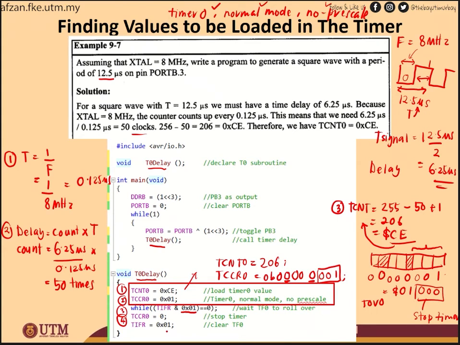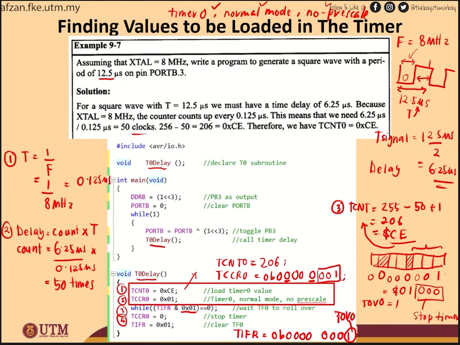And last but not least is step number 5. You are going to clear your TOV0, because just now your TOV0 equaled 1. So how to clear that? You just put TIFR equal to 0x01, or sometimes you can put TIFR equal to 0b00000001. This is the location of your TOV0.